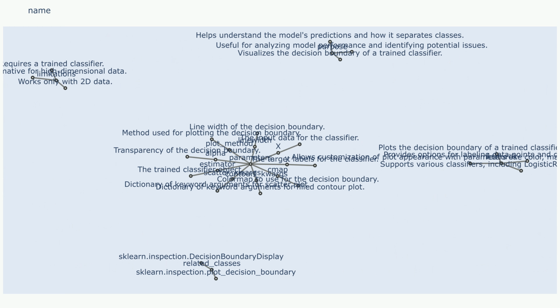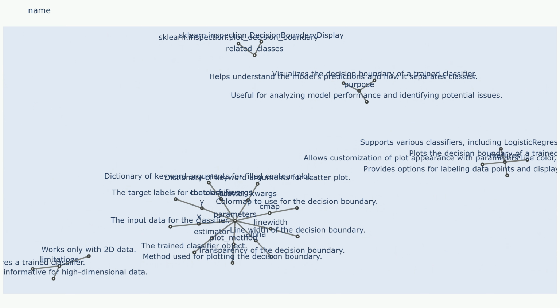Python. DecisionBoundaryDisplay.from_estimator(model, X, response_method="predict", cmap="viridis", alpha=0.5, xlabel="feature 1", ylabel="feature 2", show=True).